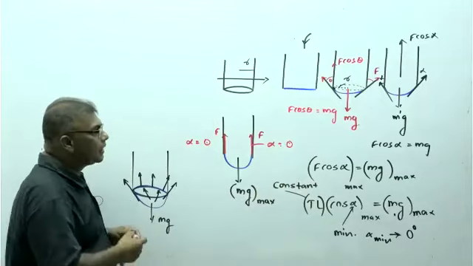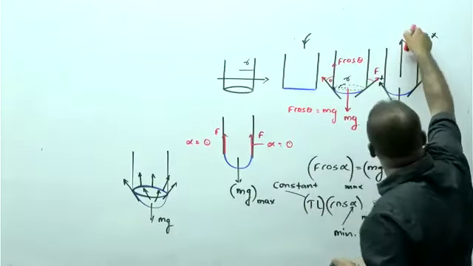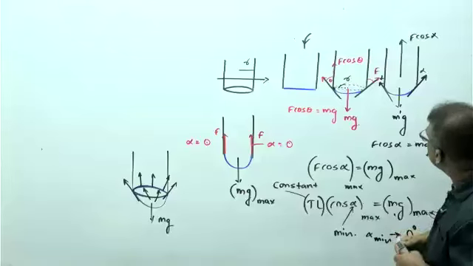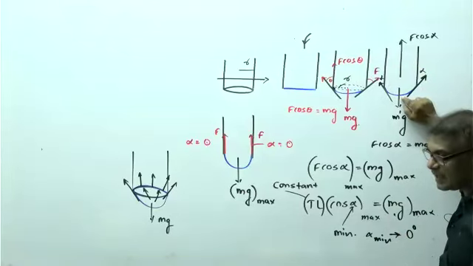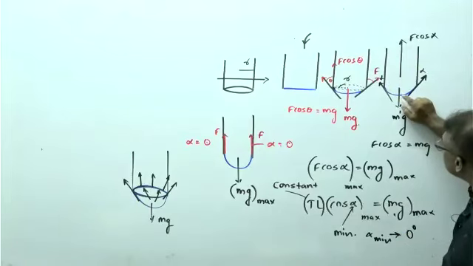Is it clear? That means when we insert the liquid sample towards the liquid meniscus, this blue line we call the meniscus. This is the meniscus.